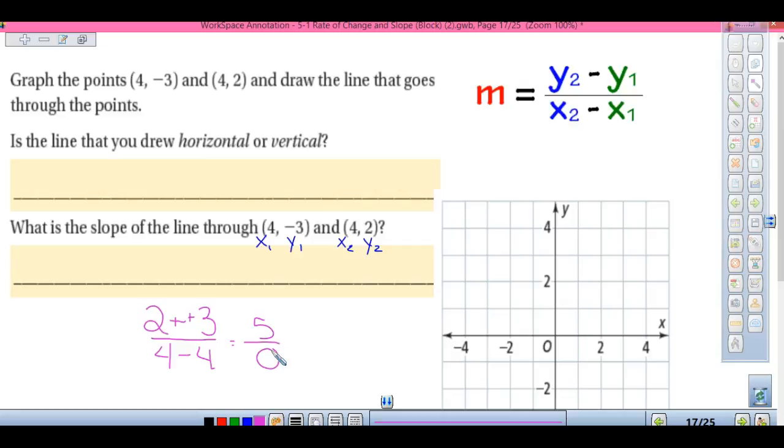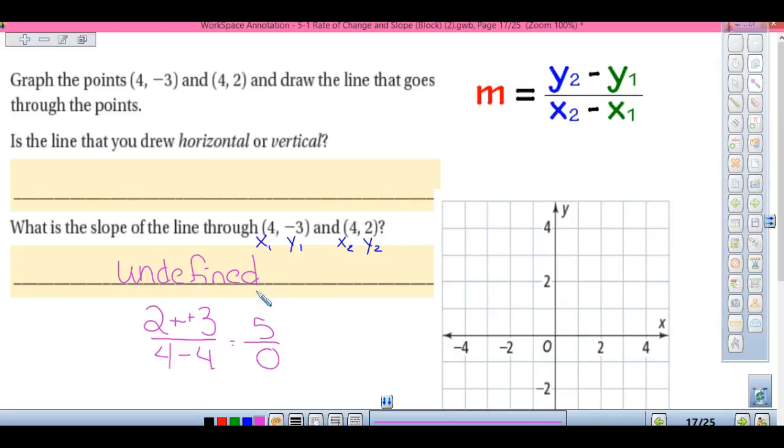Take 5 divided by 0 in your calculator right now. It says error. Okay? And this is why. Can you divide by 0? No. So based off of these, undefined. If you get an error, or if 0 is on the bottom, your slope is undefined, because you can't divide by 0. So that's the only one that's undefined. Everything else, you would be dividing by something.